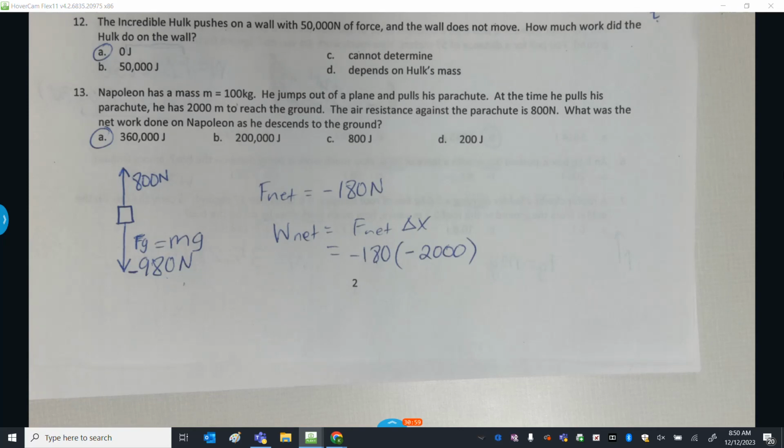82% of you got that one right, so y'all did pretty good on it. But does anybody have a question about number 13? All right. Let's take a look then at number 14.